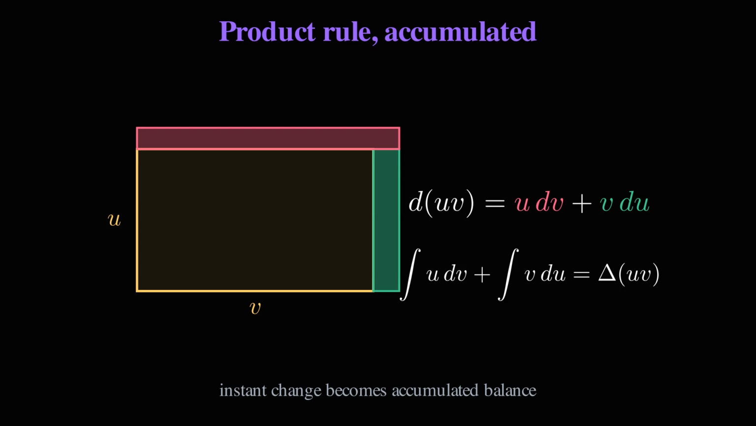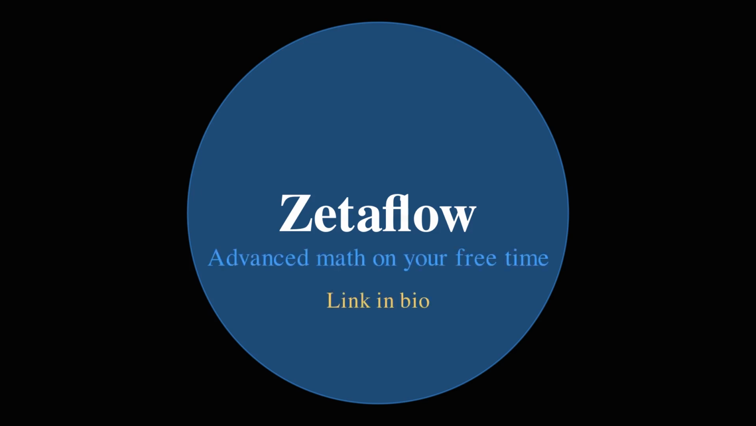The product rule says how a product changes in one instant. Integration by parts says how the accumulated pieces must balance over an interval. Now we can name things. Let U be one changing quantity. Let V be another. Their rectangle has area UV. When the rectangle grows, part of the change is V du. The other part is U dV. Accumulating both pieces gives the change in UV. So the integral of U dV plus the integral of V du equals UV. More precisely, across an interval, it equals the endpoint change of UV.